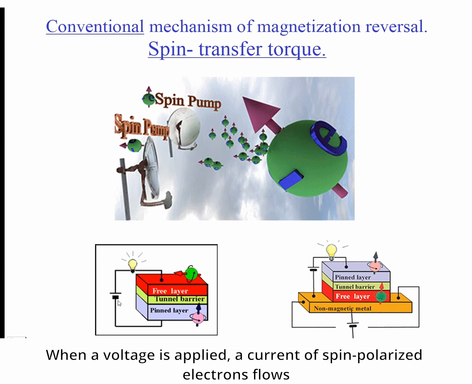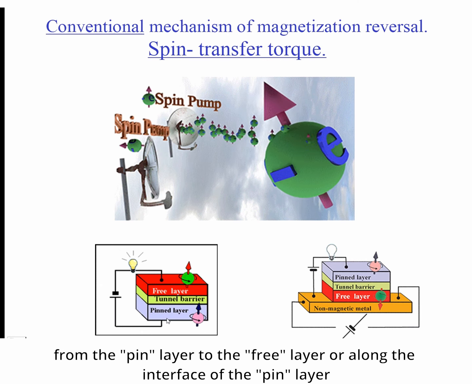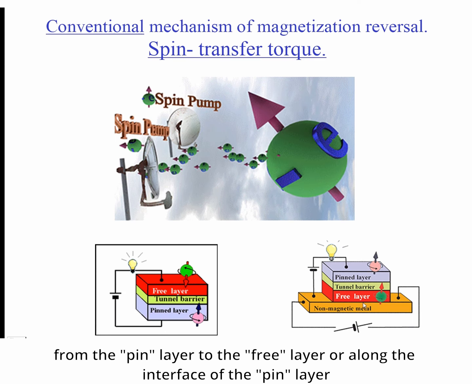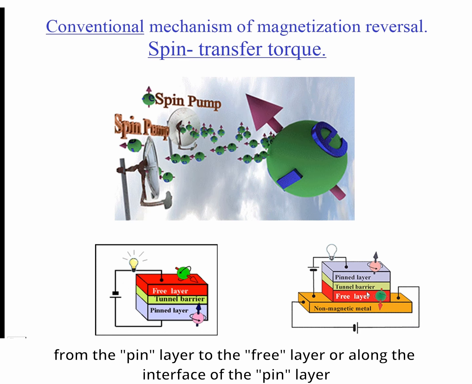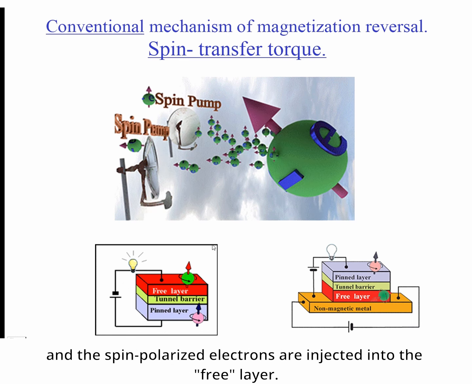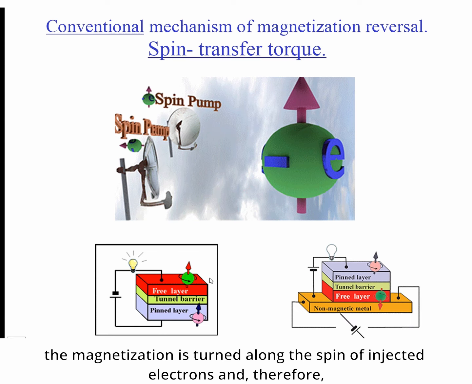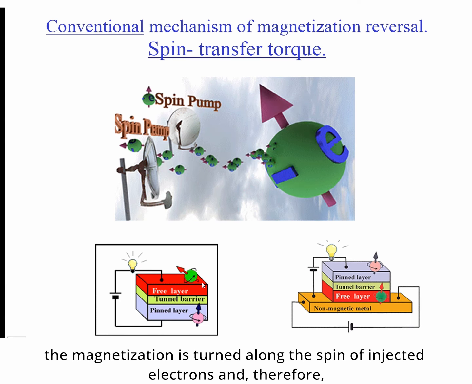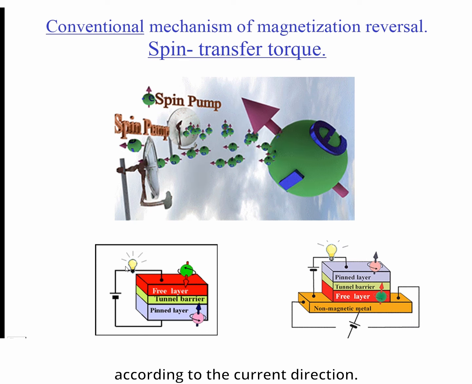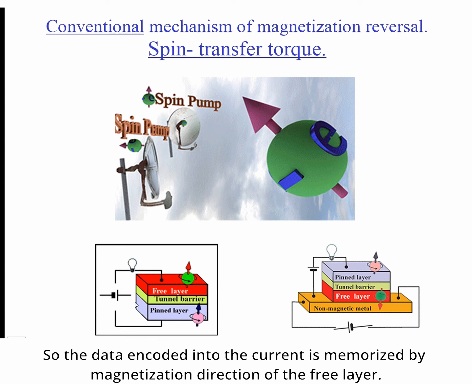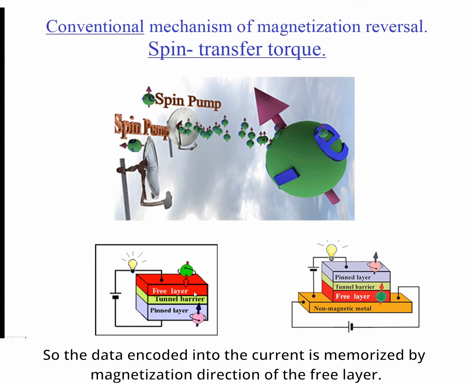When this voltage is applied, a current of spin-polarized electrons flows from the pin layer to the free layer, along the interface of the pin layer, and the spin-polarized electrons are injected into the free layer. Under the spin injection, the magnetization is turned along the spin of injected electrons, and therefore according to the current direction. So the data encoded into the current is memorized by the magnetization direction of the free layer.